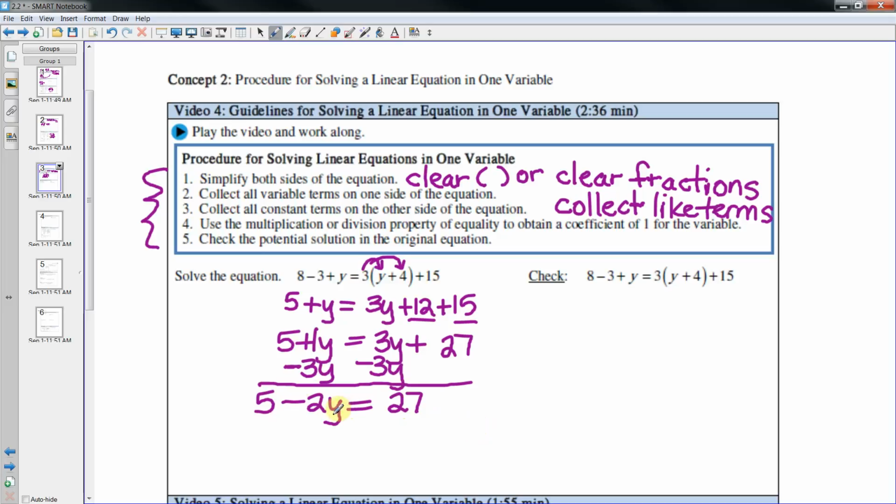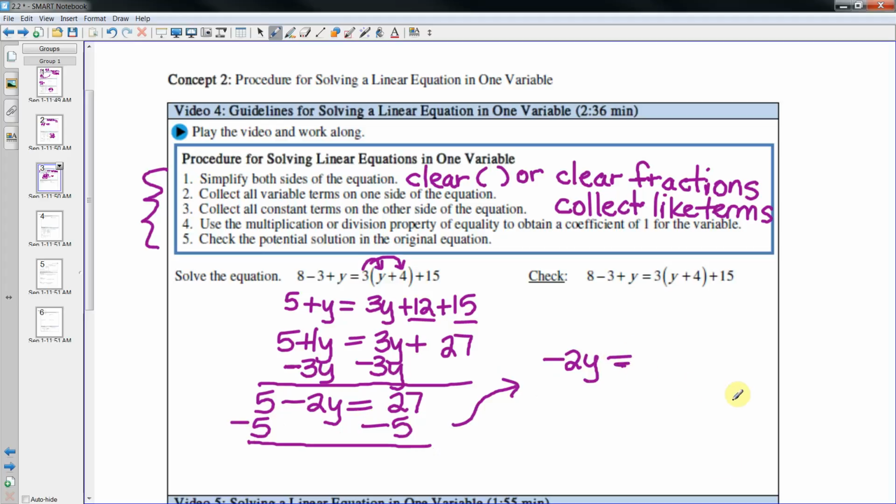So variables are on the left side. I'm good. The 5 is what needs to move now. So I'm going to subtract 5 from both sides. So I'm going to have them come up here. I've got a negative 2y. Now, don't forget to bring that negative with that 2y because it's right smack dab in front of it.